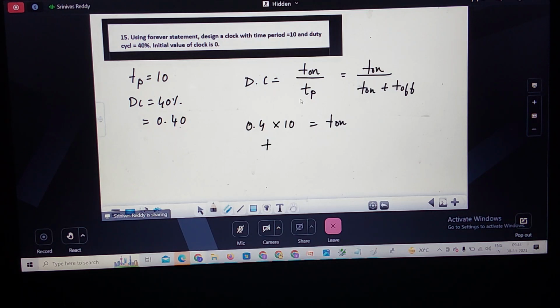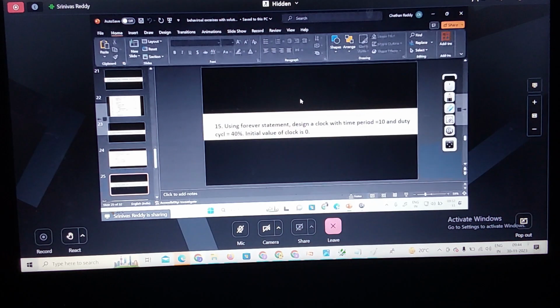T on. Then the T on value is nothing but 4. Then you know that TP is equal to what? T on plus T off. So I need to find out the T off. T off is equal to what? TP minus T on. So TP is what? 10 minus 4 is equal to what? 6. You don't understand? Now what should T off be? 6 and T on should be what? 4. Then how to write using forever loop?